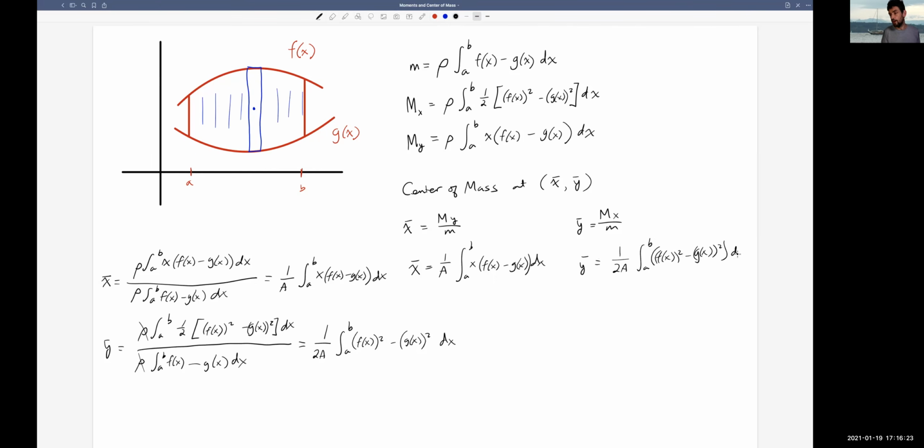Okay. All right, so let's just finish this up with an example. These are our formulas, so let's grab these for the next page.